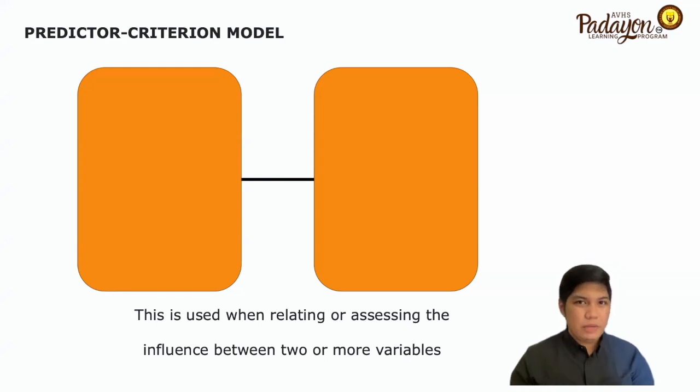So now, you might be asking, sir, when is the right time that we'll be using the predictor criterion model over the IVDV model? There are three things that we should consider.